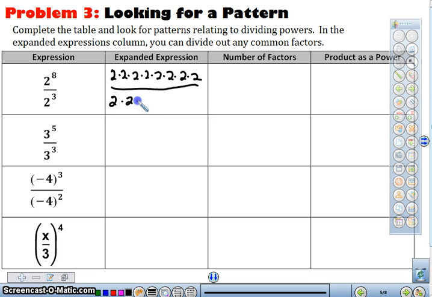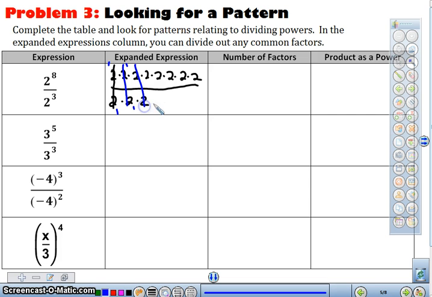Notice our base is the same, even though our exponents are different. It says, well, how many factors of 2 will be remaining? And what you want to think about is that 2 divided by 2 is actually 1. These 2 divided by 2 would be 1, not 0.